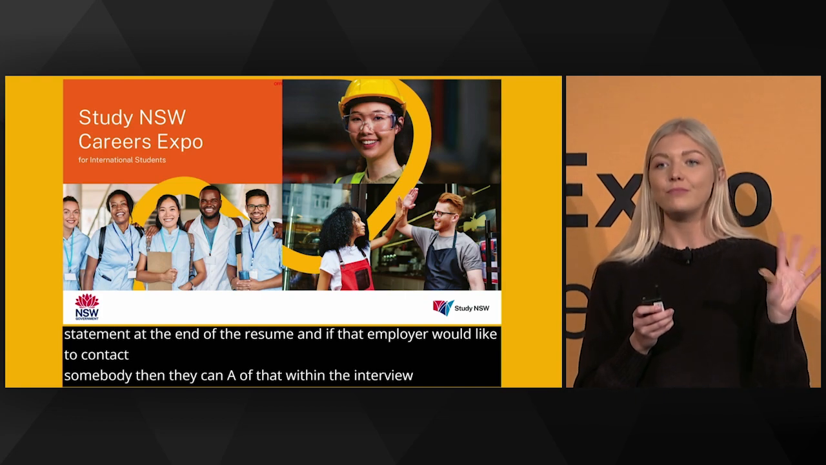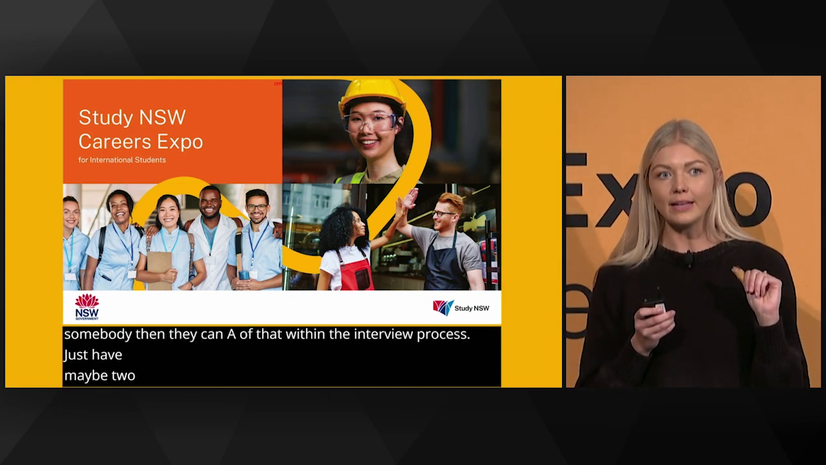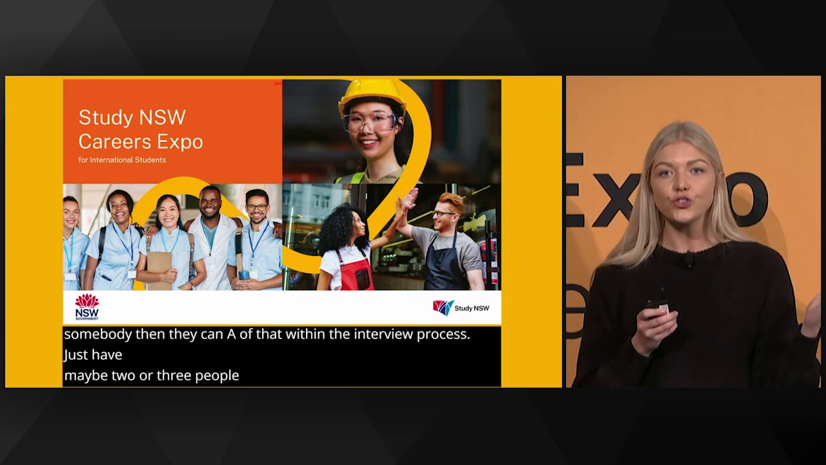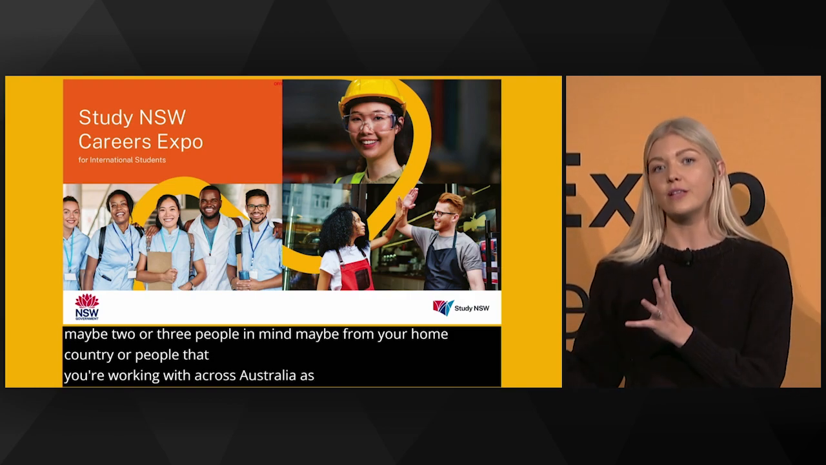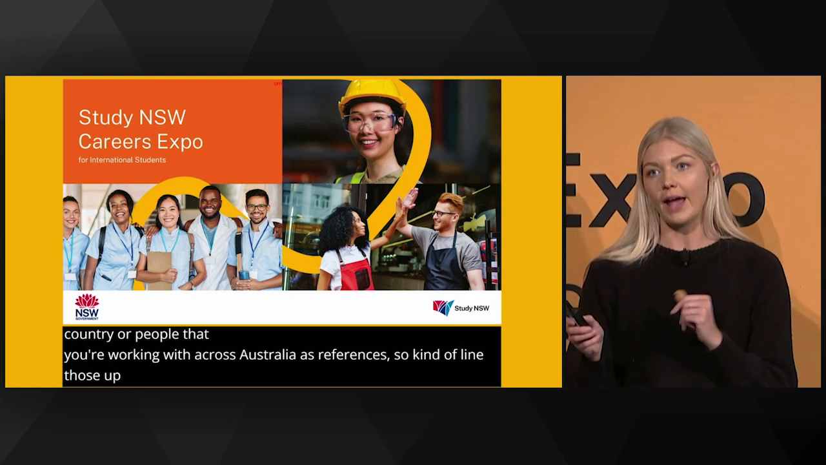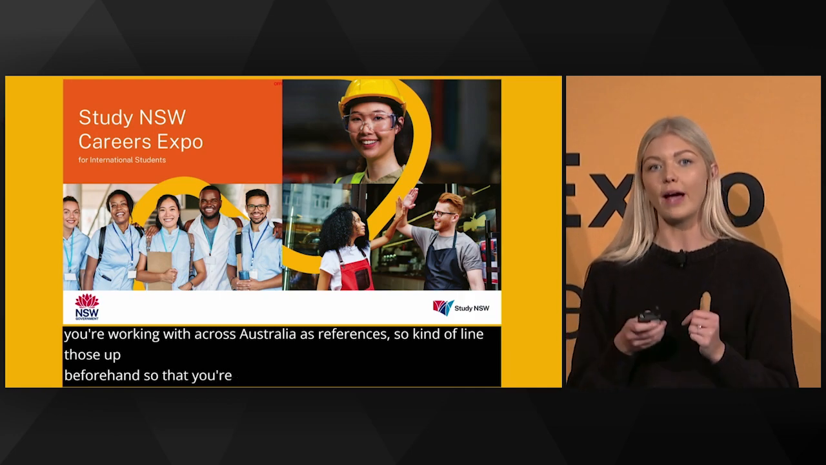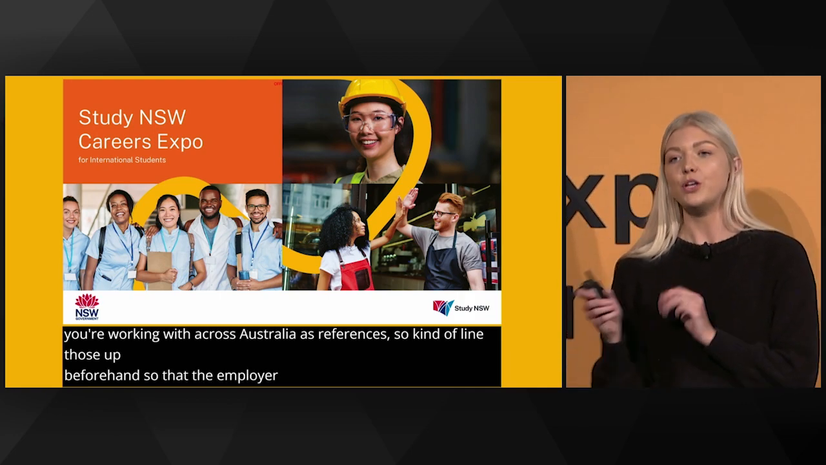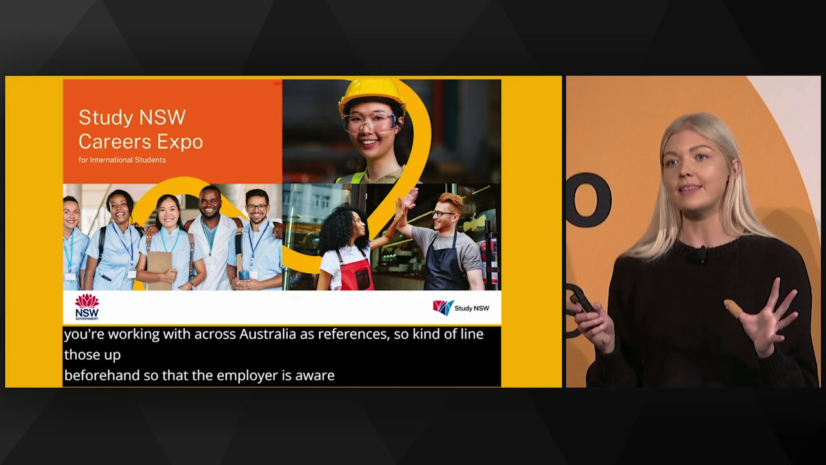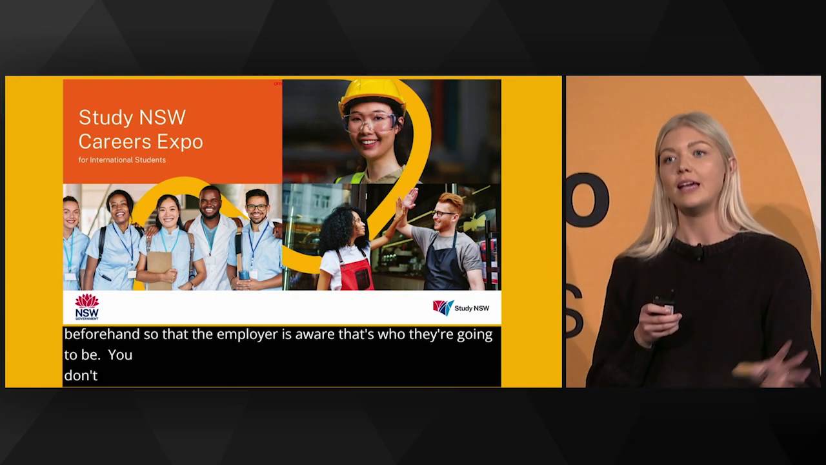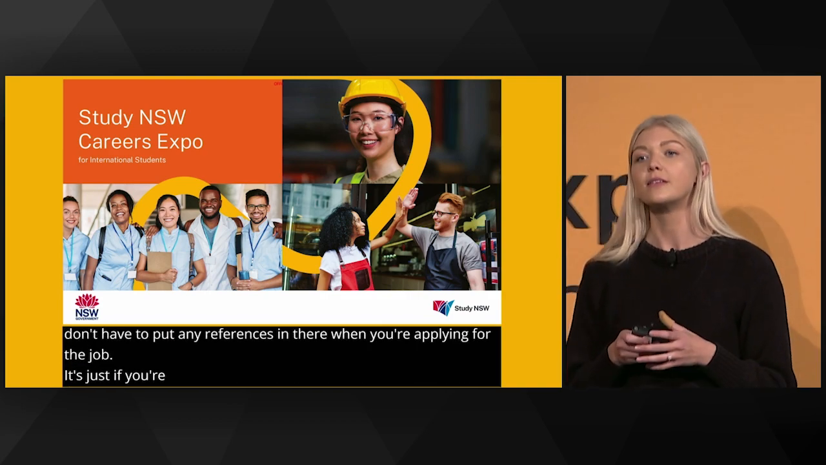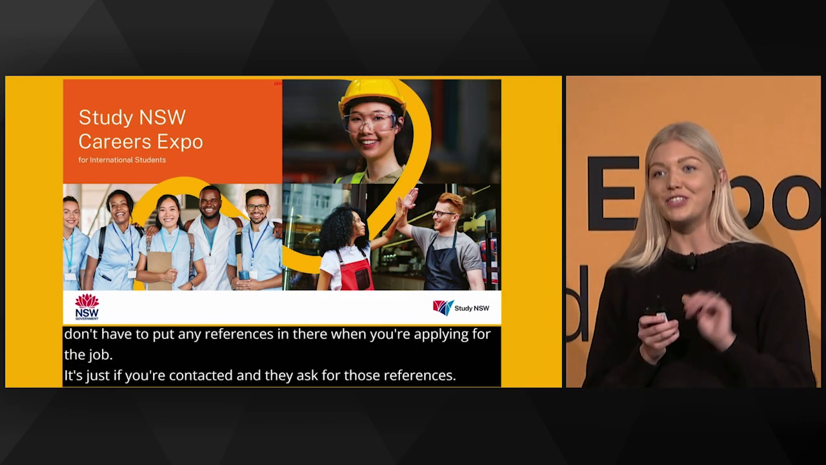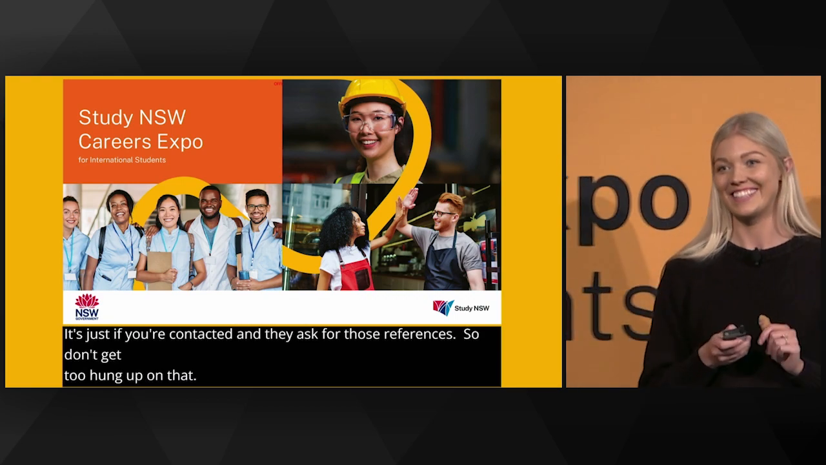Just have maybe 2 or 3 people in mind, maybe from your home country or people that you're working with across Australia, as references. Line those up beforehand so that the employer is aware of who they're going to be. But you don't have to put any references in there when you're actually applying for the job. It's just if you're contacted and they ask for those references. So don't get too hung up on that. Just have a bit of an idea.